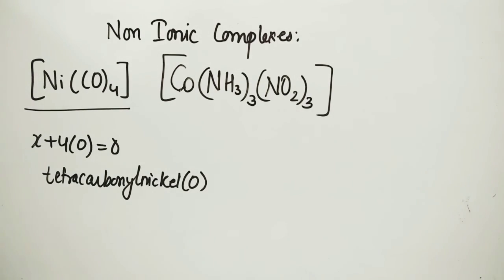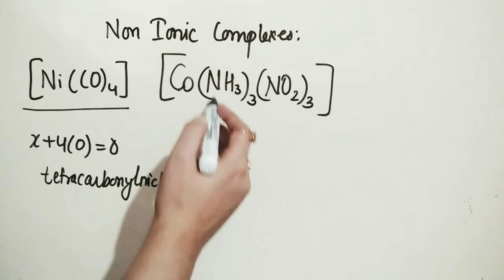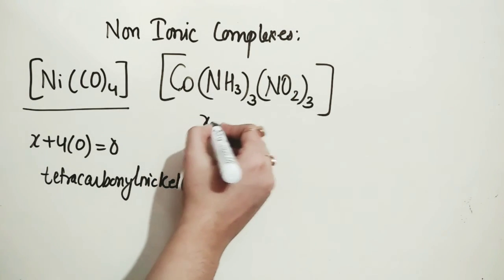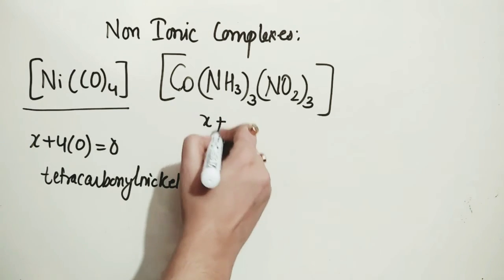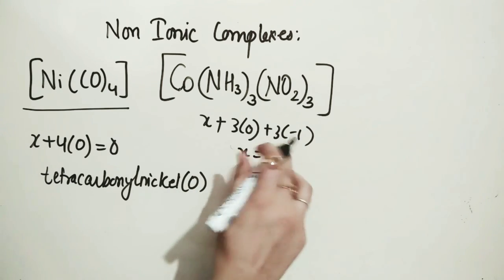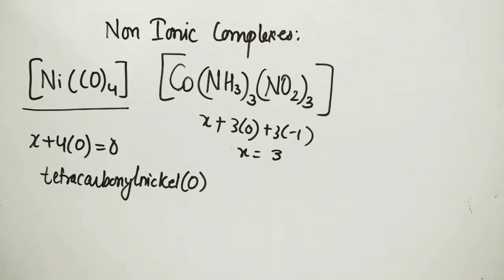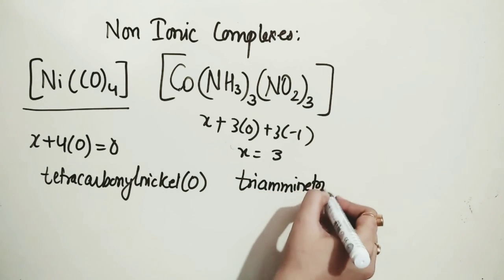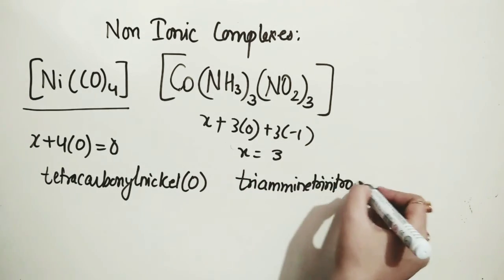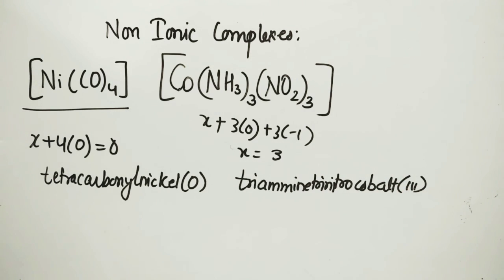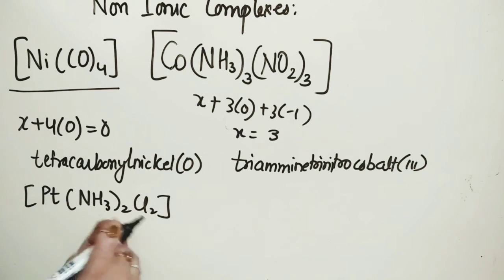Similarly, the next one. In this case, amine, we can say ammonia, is a neutral ligand, so the charge will be 0 here. NO2 is -1, so x plus 3 into 0 plus 3 into -1, so x comes out to be 3 here. So now the name will be triamine trinitro cobalt(III).